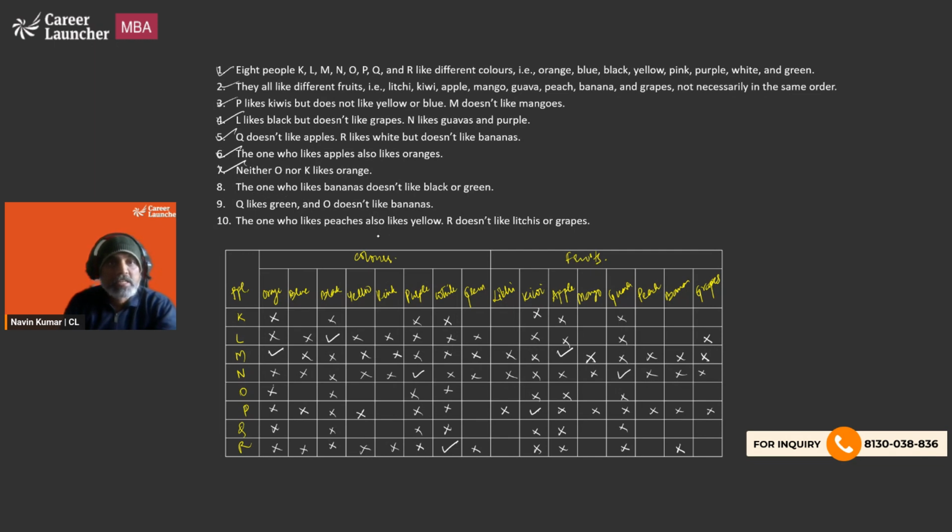Next is the one who likes bananas. So bananas can be liked by four possible people. Doesn't like black or green. So black and green simultaneously, it's going to be not liked. There are a lot of possibilities, so we'll come back to this later.